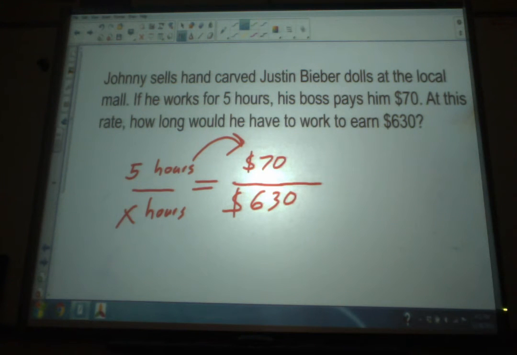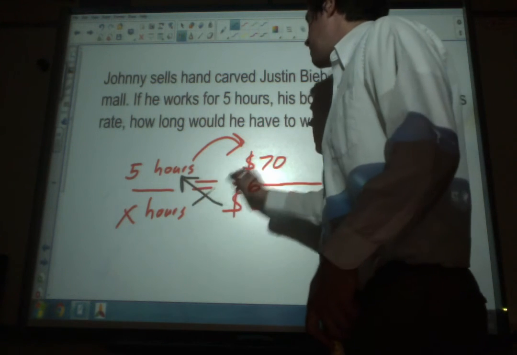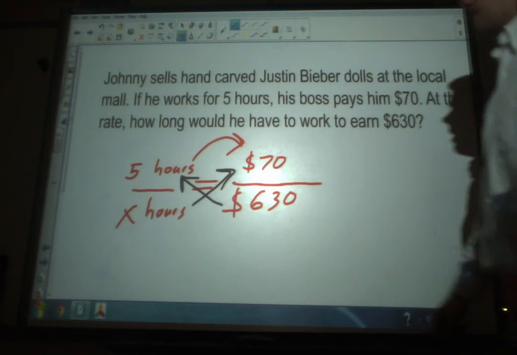All right, now look at the proportion that we have. 5 over x equals 70 over 630. Well, we're trying to find x. How do we do that? Yes, that's exactly correct. We cross multiply. When in doubt, cross multiply. That's probably going to get you the answer.